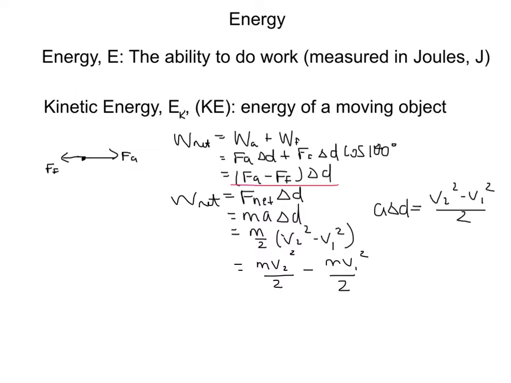So what we have here is the final kinetic energy minus the initial kinetic energy, and for simplicity's sake, let's say we're in a situation where that initial velocity is 0. So this goes to 0, and what we're left with is mass times v2 squared over 2. So kinetic energy is 1/2 mv squared.